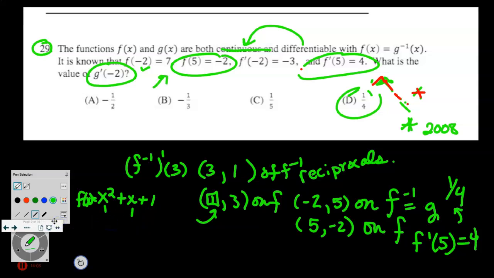I would have to actually take the derivative and put in a 1, and I would get my derivative of 3. That is on f, so its inverse's derivative would be 1/3. So that's our process for that.